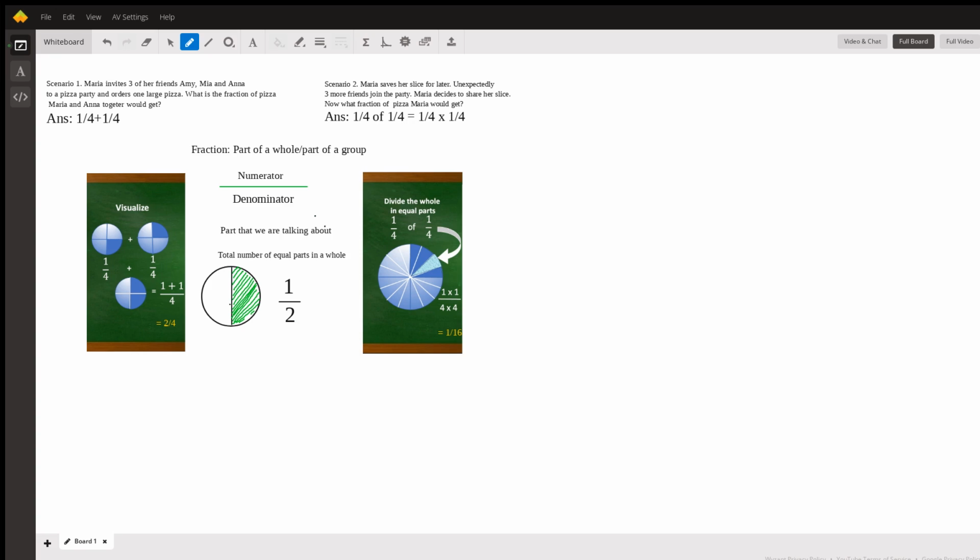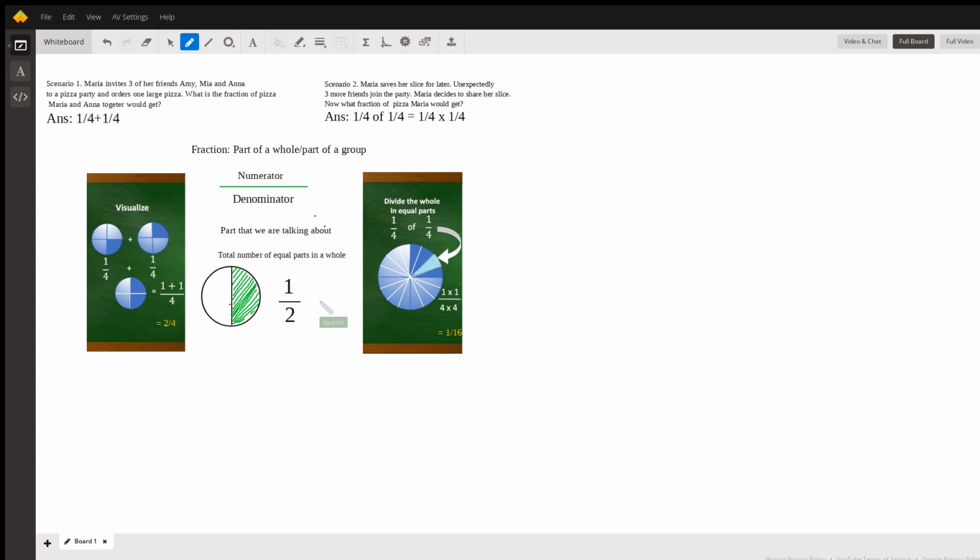And what would be the numerator? The numerator is the part that we are talking about, which is the shaded part right here, which is just 1. So the fraction is represented as 1/2. The fraction of this shaded part is just 1/2.